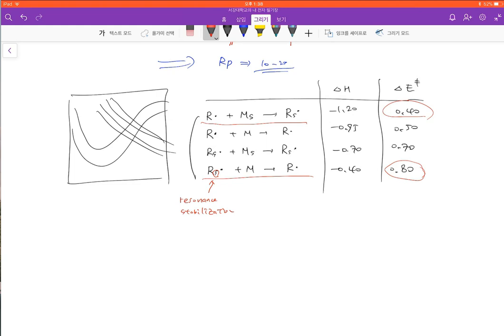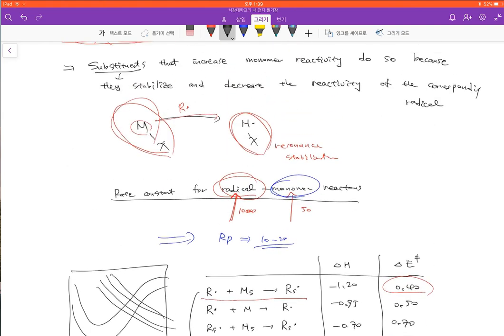On the other hand, the fourth reaction has the largest activation energy, which means that it's the slowest reaction. So based on this activation energy or enthalpy, which is thermodynamic data, we can tell the relative reactivity of each reaction among these four reactions. And those data, we have already seen in a few tables, and the table data and these data quite correspond to each other. All right, so these were the resonance stabilization case.